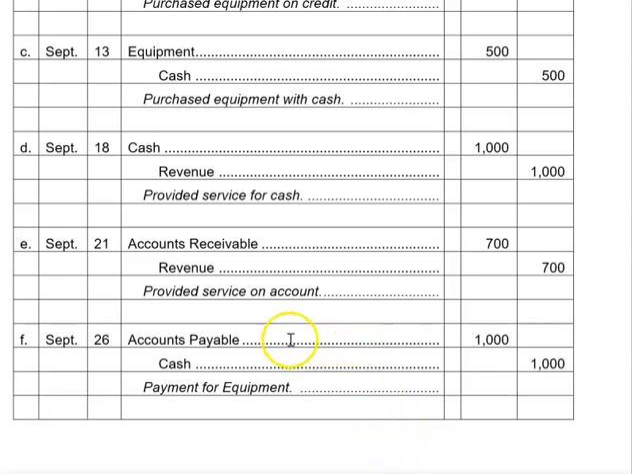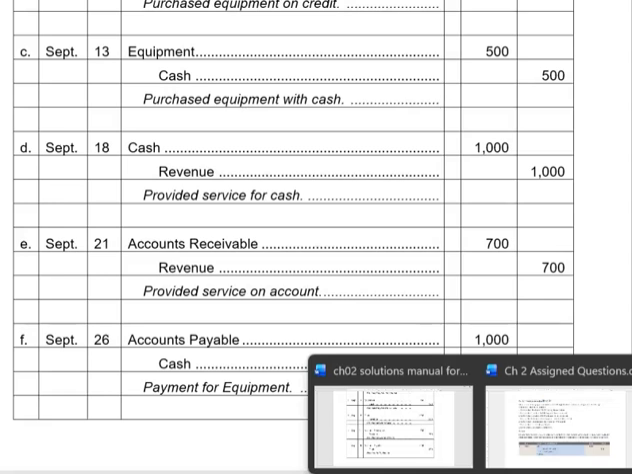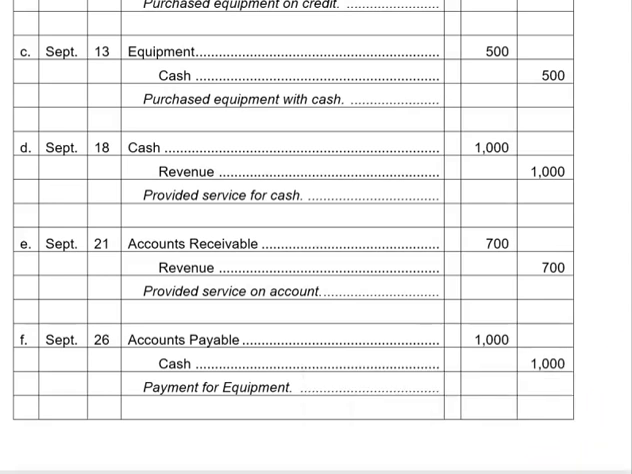So accounts payable is going to be reduced by 1,000. So we're going to debit it because we're giving them cash for 1,000. So cash is going to be credited. And then we're paying for the equipment, or paying the supplier what we owe.